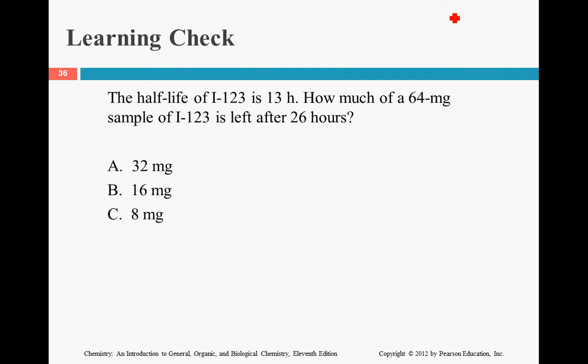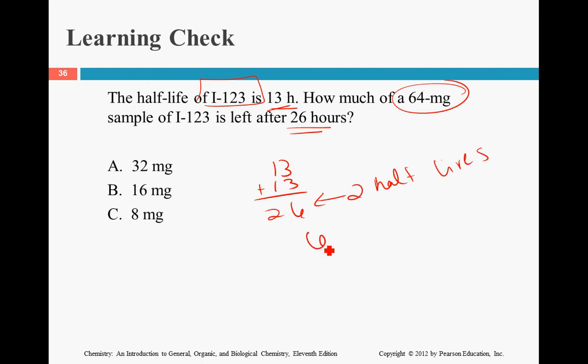Here's another example. Iodine-123 has a half-life of 13 hours. If we left it for 26 hours, so 13 plus 13 is 26, so this is 2 half-lives. How much is left over? We start off with 64.